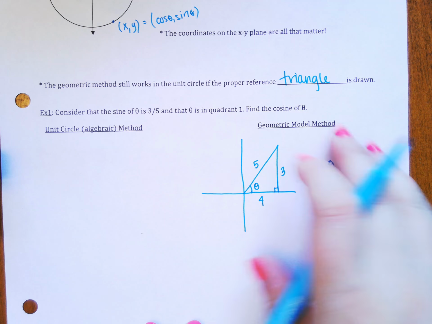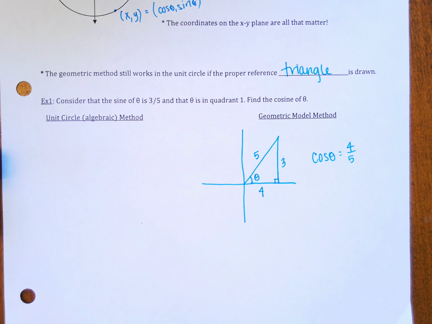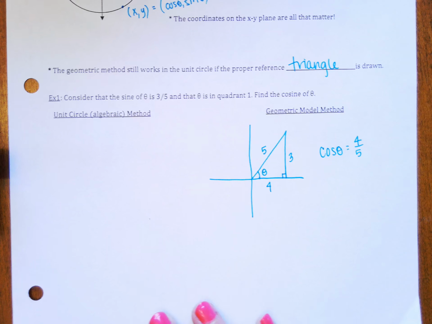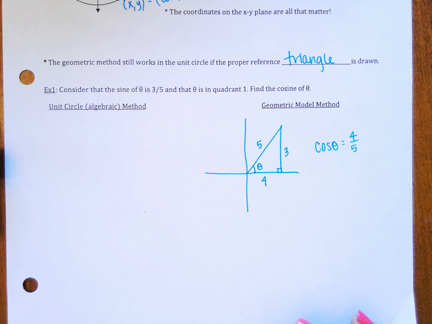But for now, if you want to stick with the geometric model, that's fine. I'm not going to take off points for it. I might say on some practice assignment that I want you to do it both ways. That's fine, but on the test, it won't specify. You could use the geometric model if you want. You just have to make sure, again, that you are in the right quadrant.